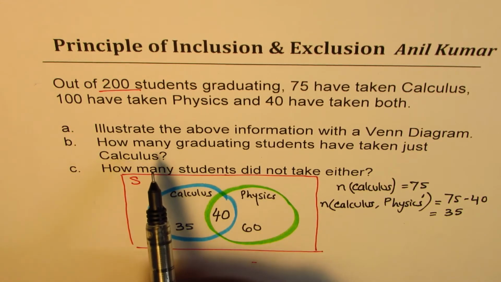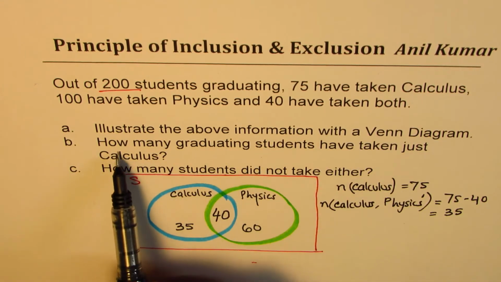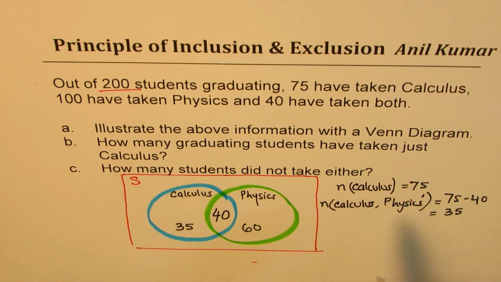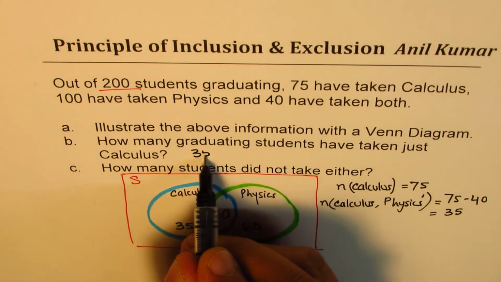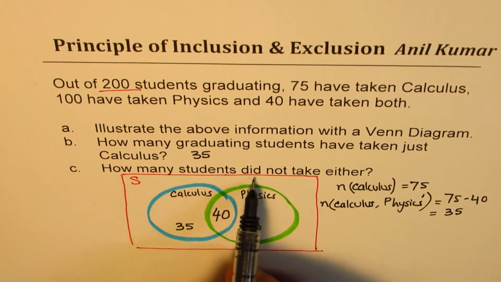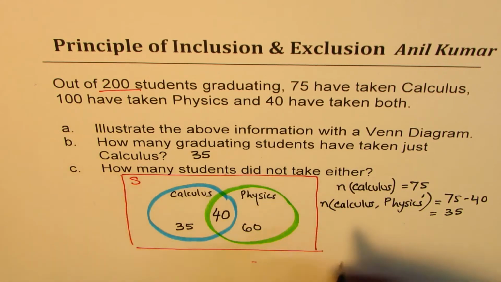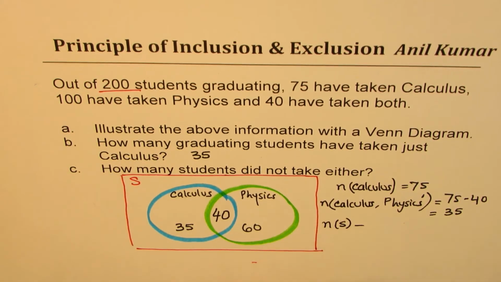Okay. Now the question here is, we have done the first part, illustrate the above information with a Venn diagram. How many graduating students have taken just calculus? We just worked it out. So the calculus and not physics. So we'll say just calculus is 35, right? So it is 35. How many students did not take either? So that means from the total of 200 from our sample space, take away all these persons, right? Which haven't taken either.